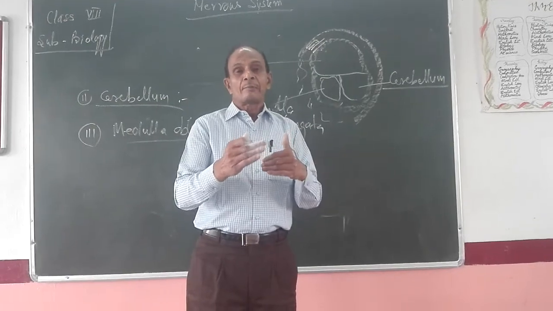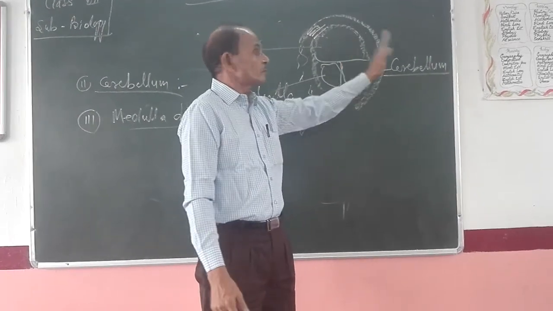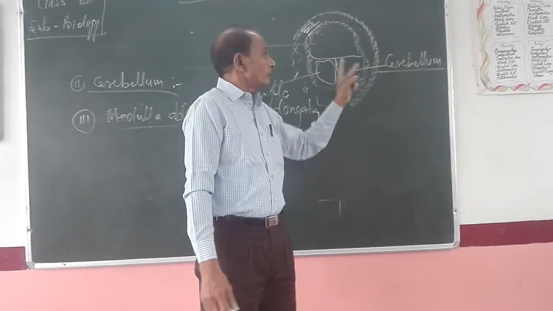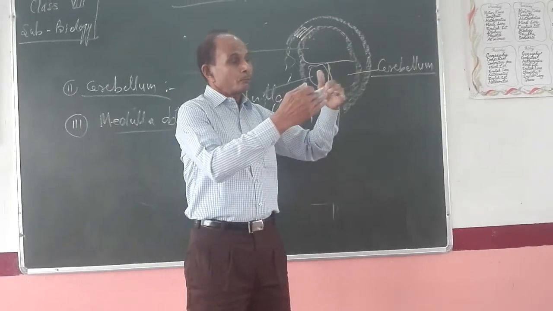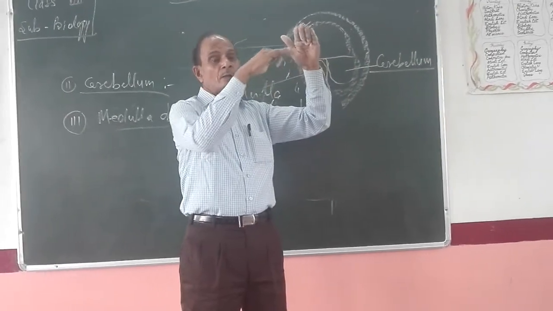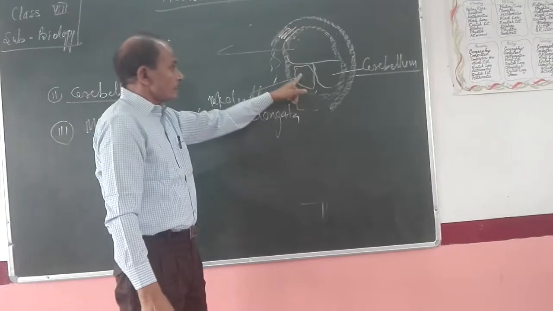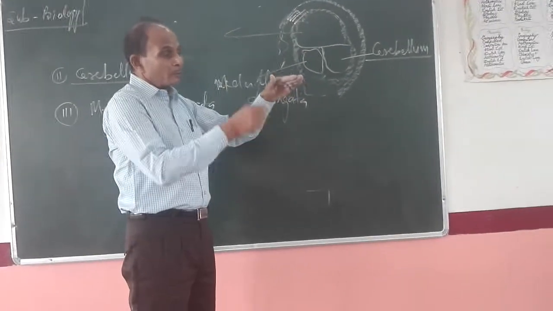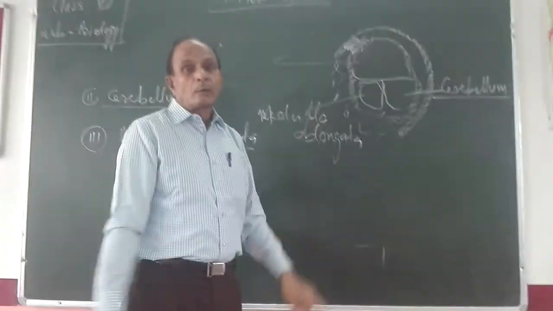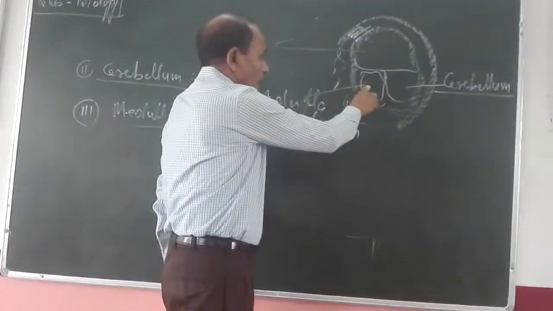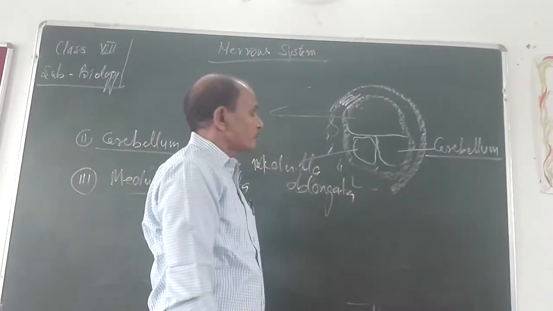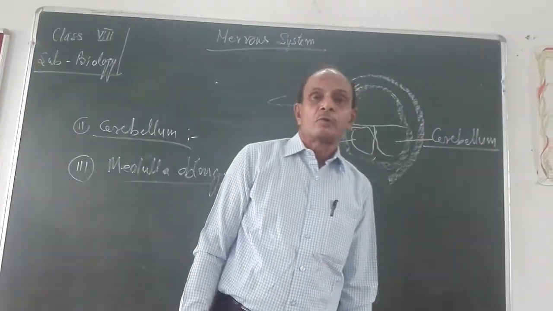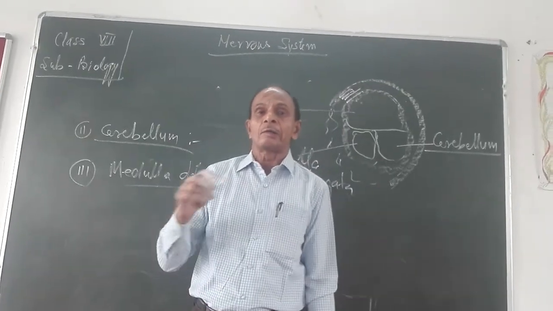What is the position of gray and white matter in the cerebrum, in the cerebellum and the medulla oblongata? In these two, gray matter is towards the periphery, white matter is towards the center. But in the case of the medulla oblongata, the gray matter is towards the center and the white matter is towards the periphery. What is the role of this medulla oblongata? This medulla oblongata controls all involuntary actions.